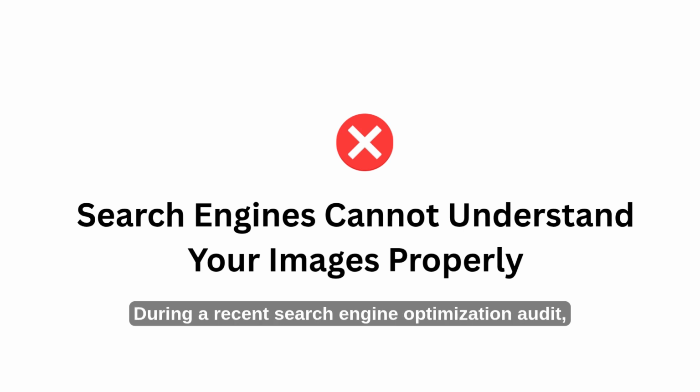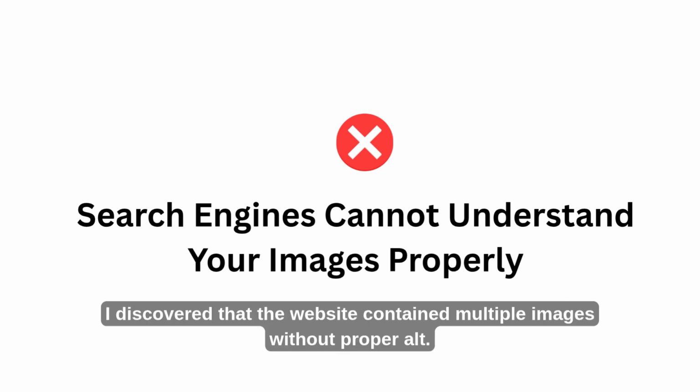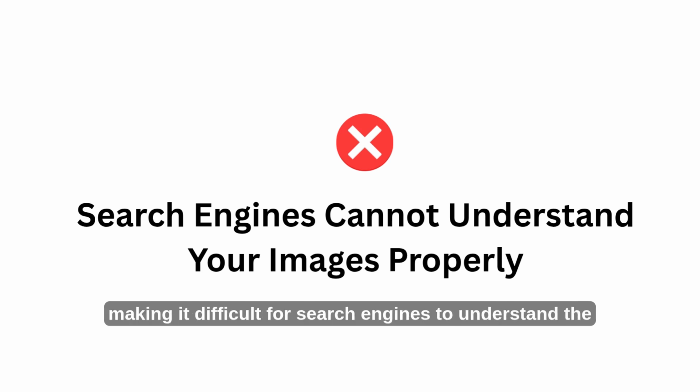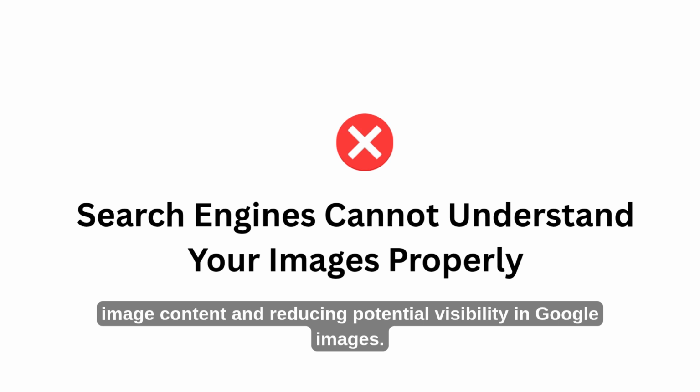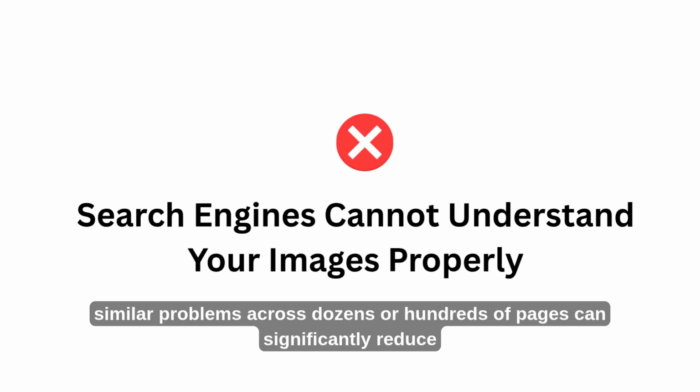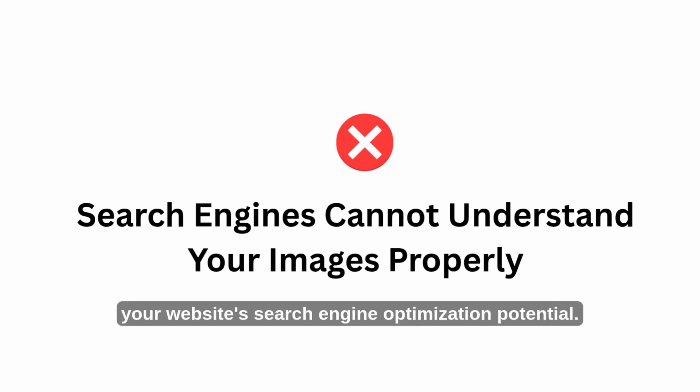During a recent search engine optimization audit, I discovered that the website contained multiple images without proper alt attributes. According to the audit report, there were 12 images missing alt text, making it difficult for search engines to understand the image content and reducing potential visibility in Google Images. While this may seem like a small issue, similar problems across dozens or hundreds of pages can significantly reduce your website's search engine optimization potential.